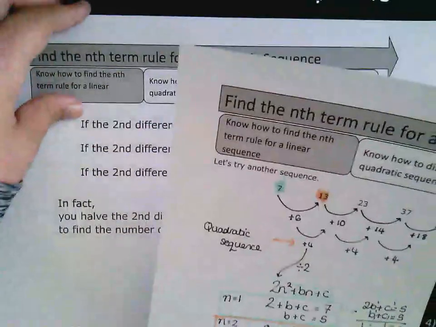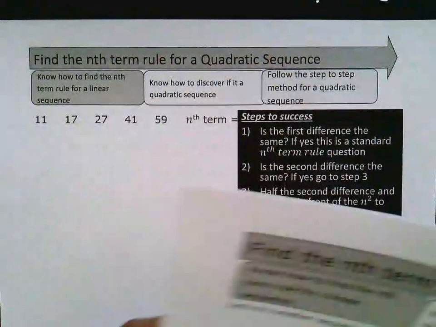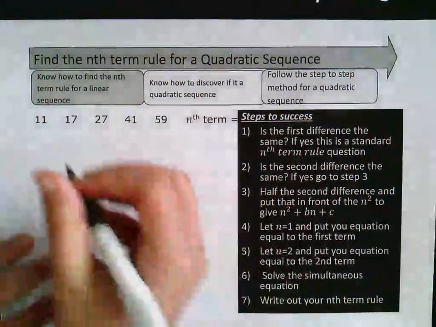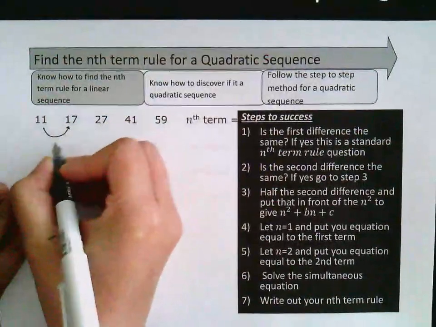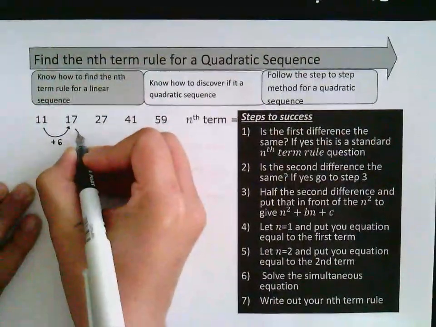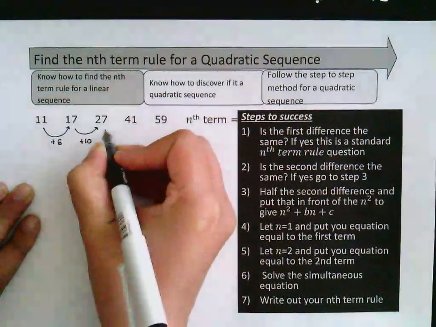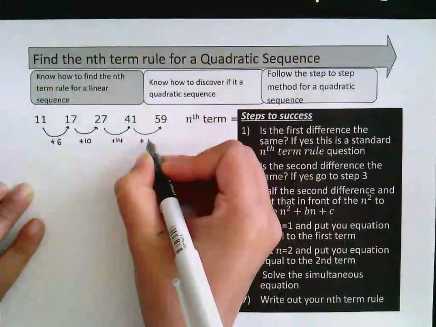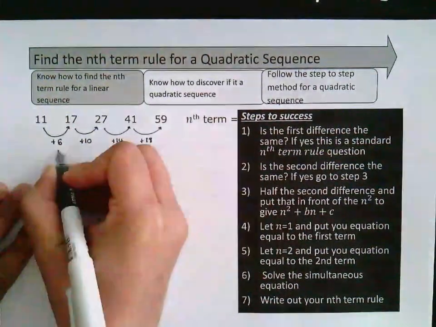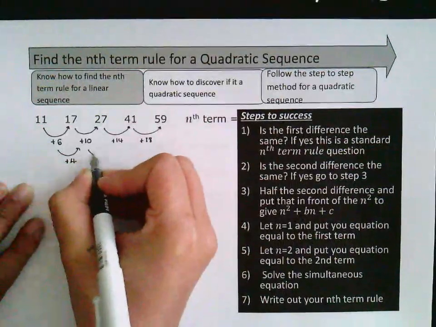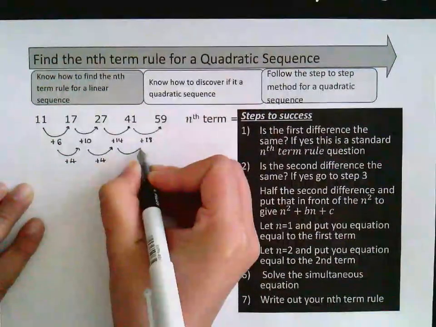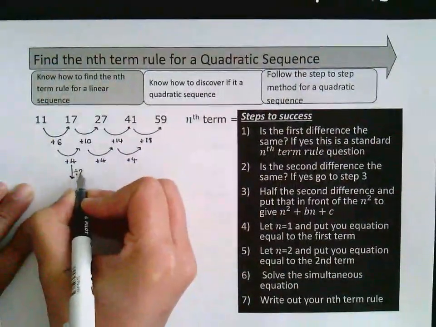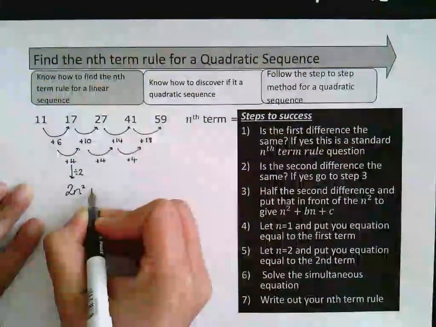So let's have a look at this sequence, and we're going to follow the same idea, the same route, starting with first difference, second difference, third difference, fourth difference. I now take this number, divide it by 2, and that goes in front of the n squared.